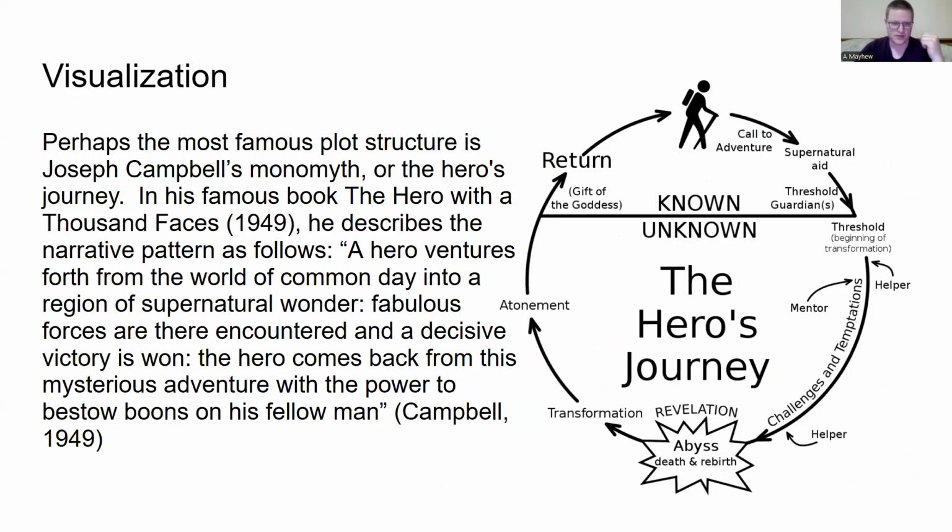So continuing on with that theme, perhaps the most famous plot structure is Joseph Campbell's The Monomyth, or The Hero's Journey. He describes the narrative pattern as follows: A hero ventures forth from the world of the common day into a region of supernatural wonder. Fabulous forces are there encountered, and a decisive victory is won. And the hero comes back from this mysterious adventure with a power to bestow boons on his fellow man.